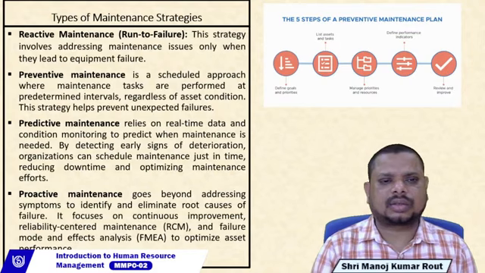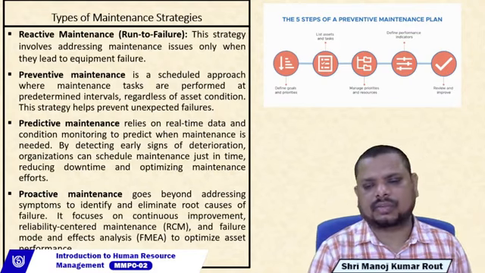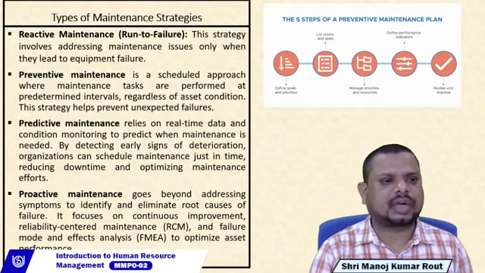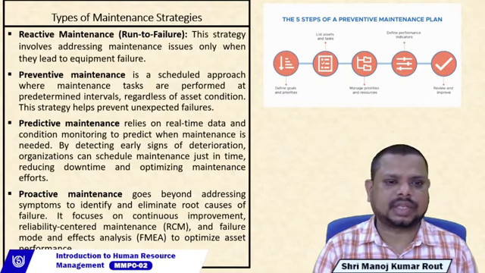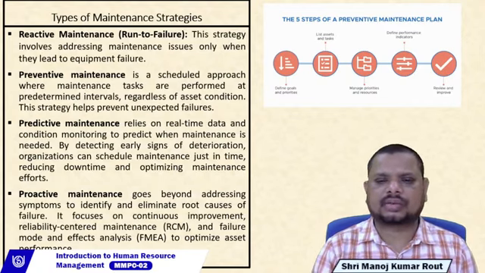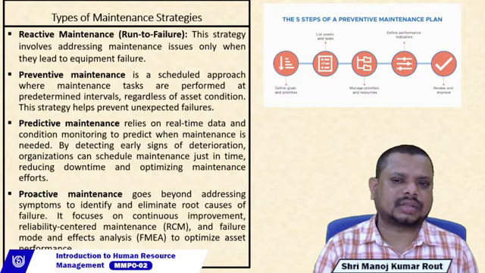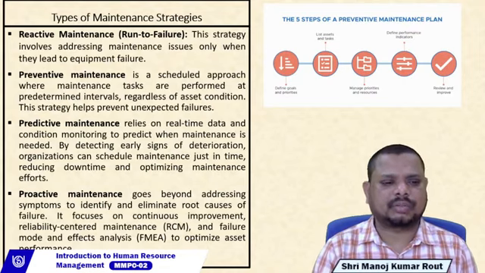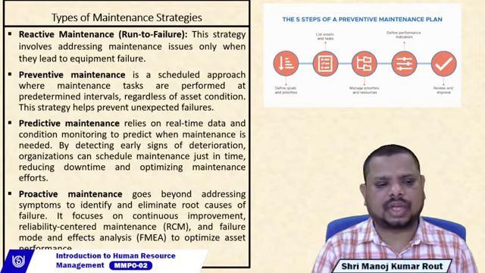So if you go for the classification or types of maintenance strategy, the first one we have is reactive maintenance, that is run to failure. The next one is preventive maintenance. The next one is predictive maintenance. The fourth one is proactive maintenance. So we'll discuss one by one.